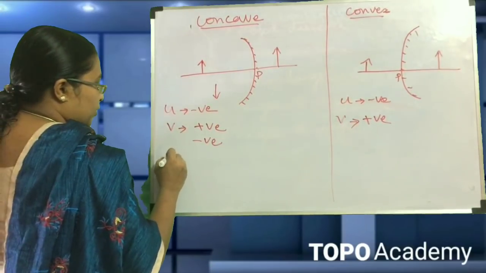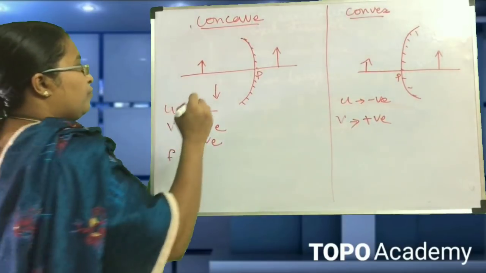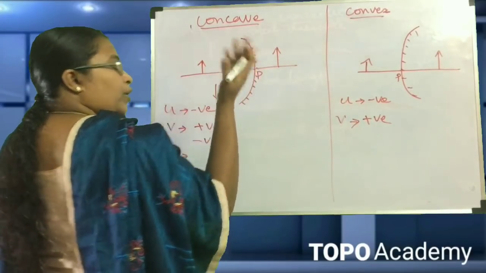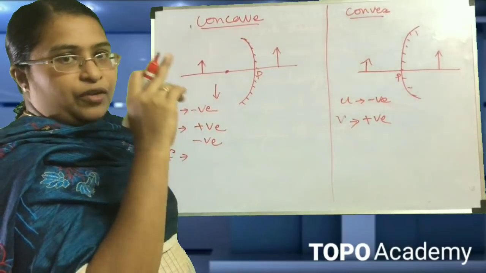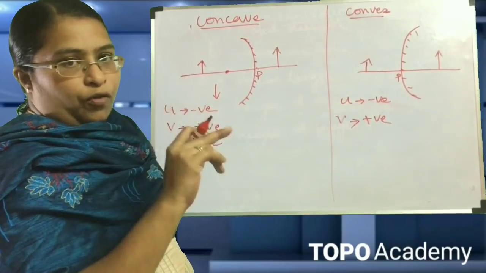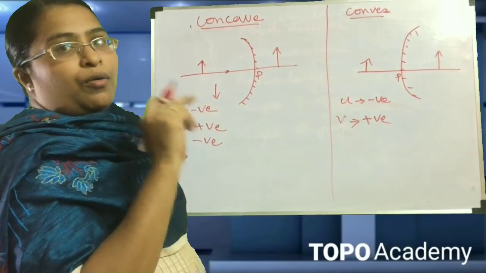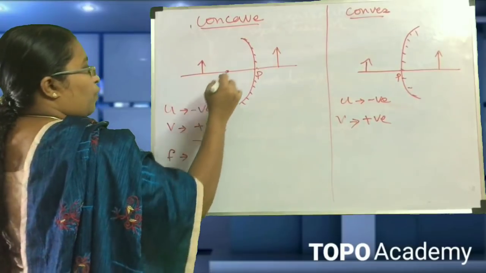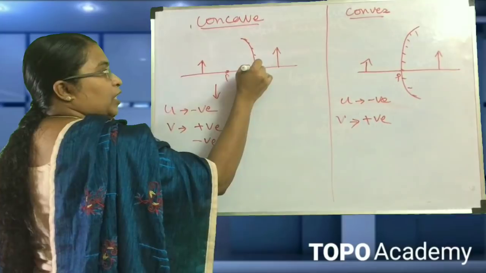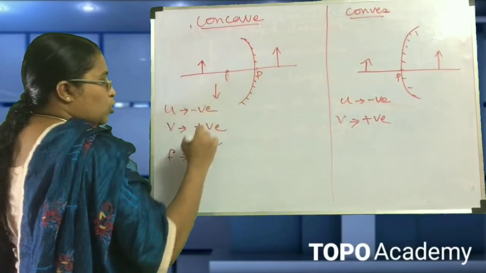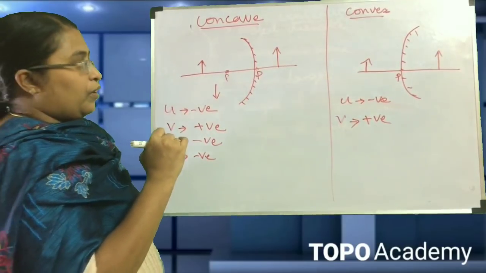Next, F is the focal length. In case of concave mirror, we know that in all the cases the focal length is in front of the mirror. We have seen the focal length in case of concave mirror and convex mirror. So we know that the principal focus is in front of the concave mirror. So this is the focal length. We are taking the measurement to the left hand side of the pole, so the value of F is negative in case of concave mirror.